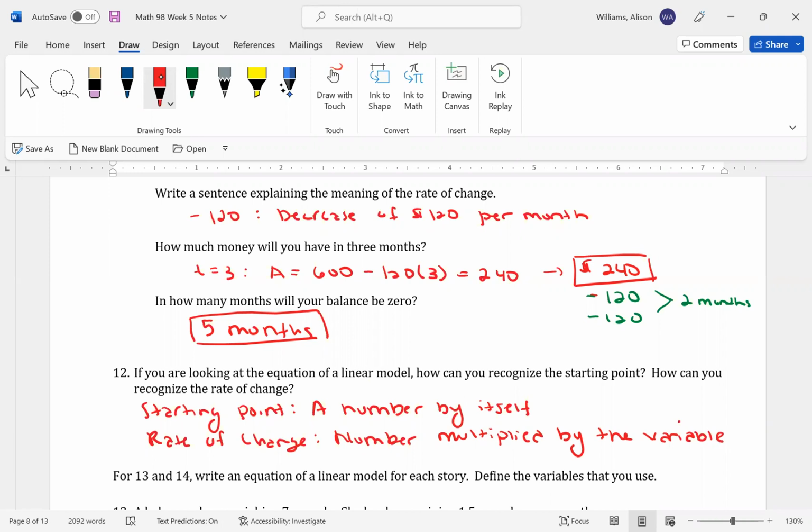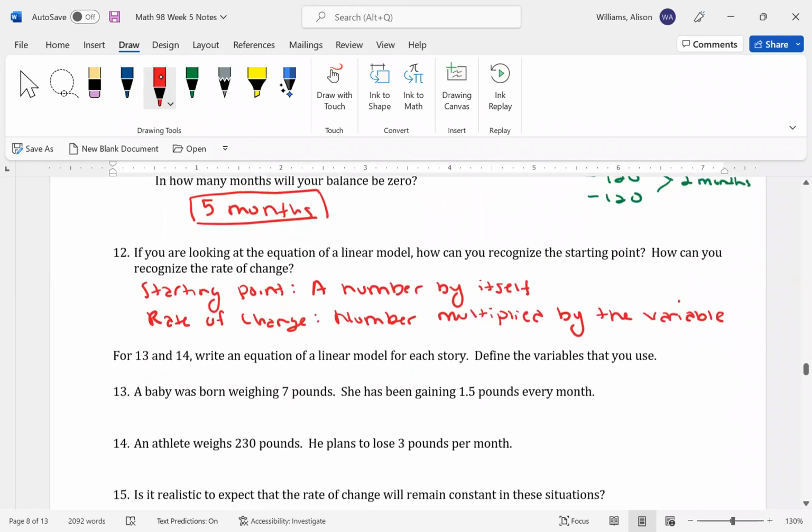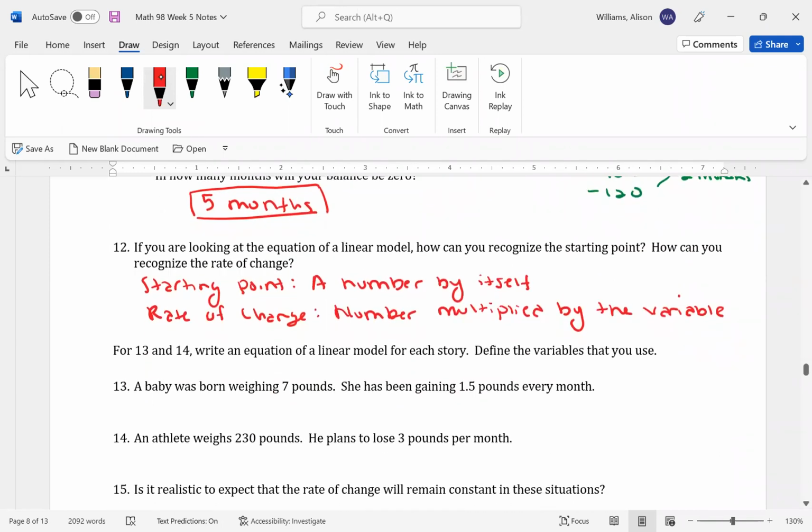Okay, so for 13 and 14, let's write an equation and let's define the variables that we use. So this time they're not going to give us our labels. We'll have to come up with the labels. Baby was born weighing 7 pounds. She's been gaining 1.5 pounds every month. Okay, so month, that's going to be my T, my time. And my equation is measuring then how many pounds she's gaining.